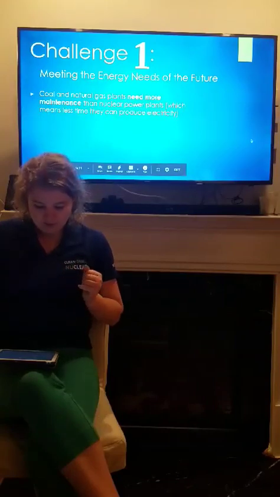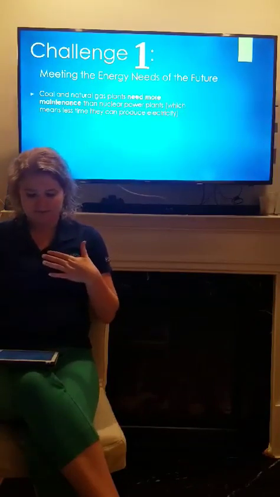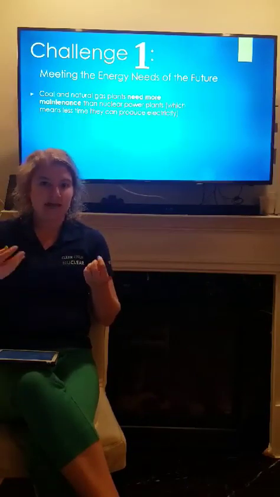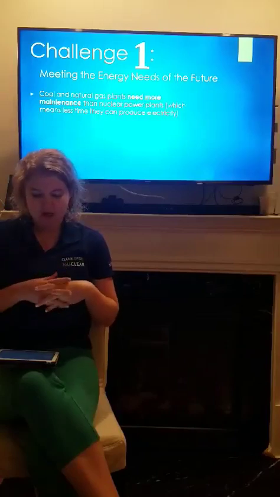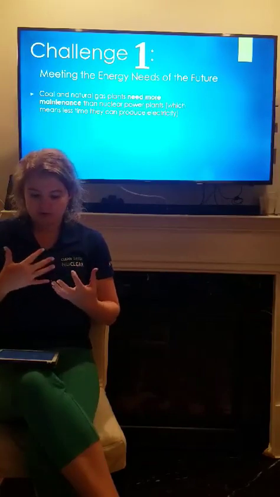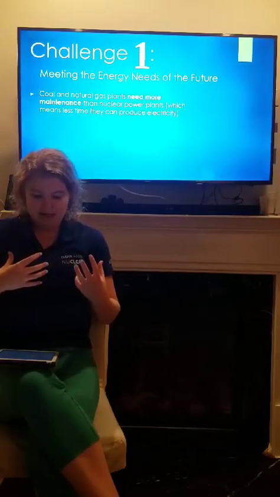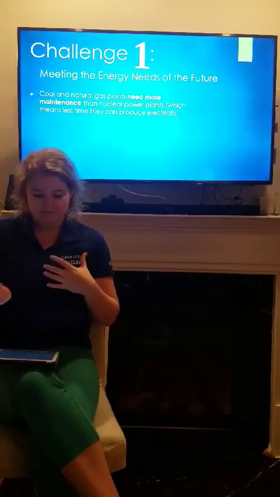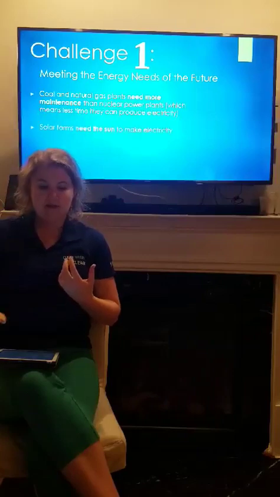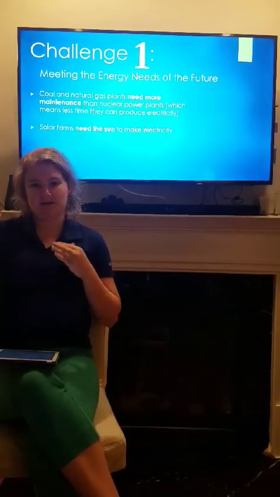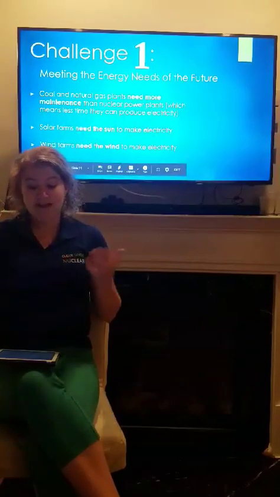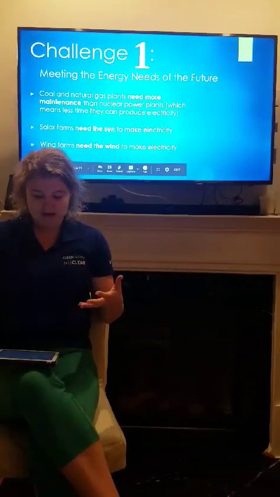Okay, so why do you think other forms of electricity can't make electricity as frequently as nuclear? So one of the reasons is that coal and natural gas plants are prone to needing to stop making power in order to have things that are broken be fixed. So this is called maintenance. Solar farms, they need the sun shining on them to make electricity, otherwise that process can't work. And wind farms need wind to make electricity, and it's not always windy.